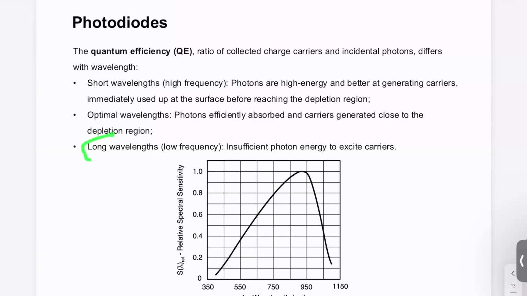And for very long wavelengths, because they have a low frequency, the energy is low, so they are not sufficient to excite carriers. So that means the quantum efficiency is optimal in the middle.